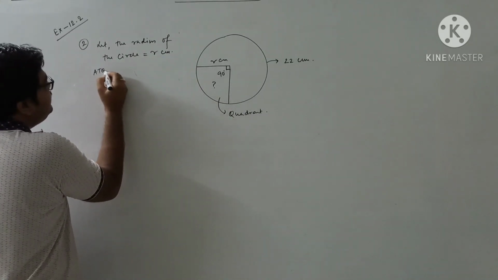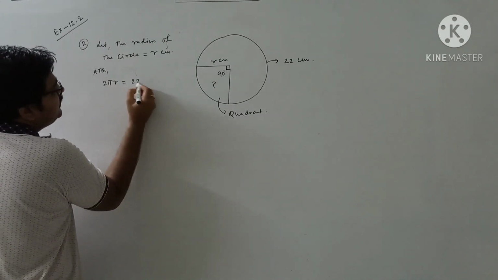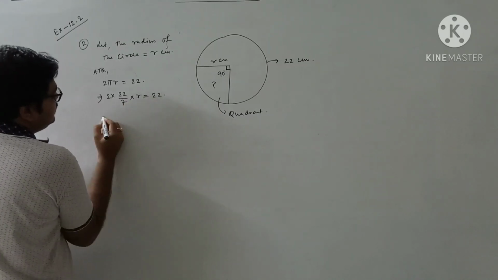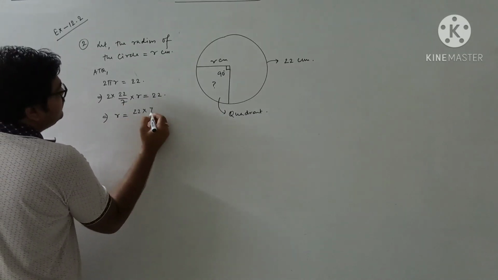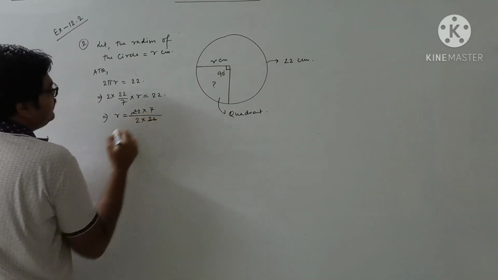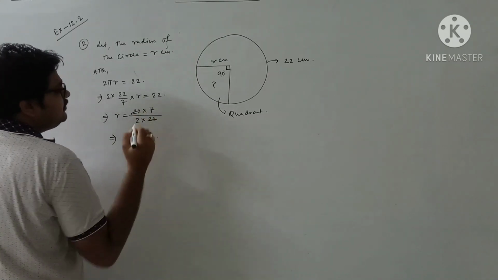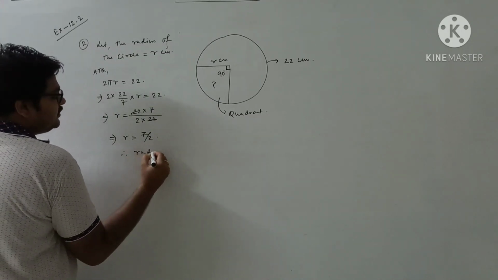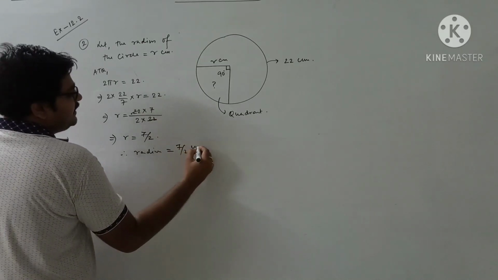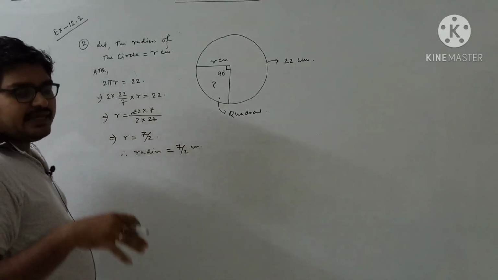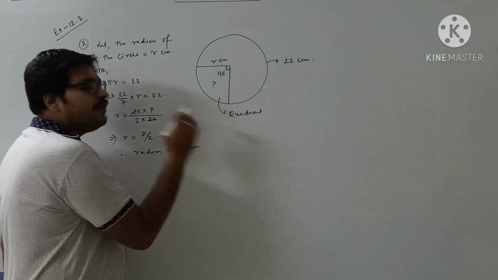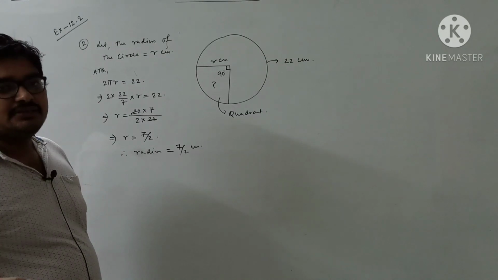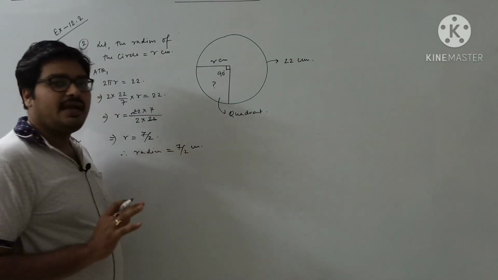So what is given in the question? 2 pi r is equal to 22. Pi means 22 by 7. So we are getting r equal to 7 by 2. So this is the radius, 7 by 2 centimeter, though it has not been asked in the question. If the question had asked to find the radius, I should keep my answer as 3.5 centimeter. But that is not the question in our sum, so I will keep my radius as 7 by 2. I need not make it decimal.